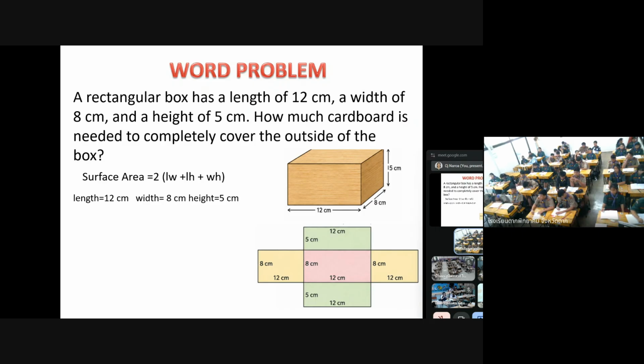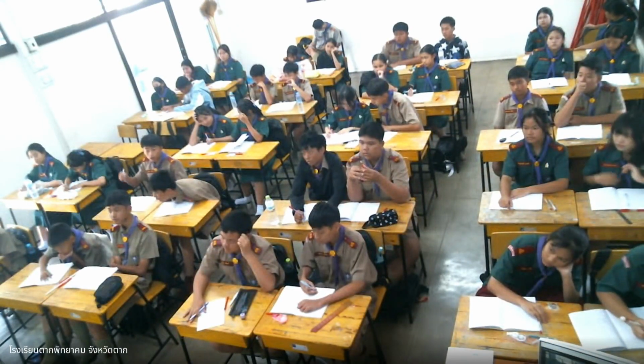Now, next step is we're going to substitute the values. So, length times width. What is that? 12 times 8. Okay, very good. And then length times height, we have?